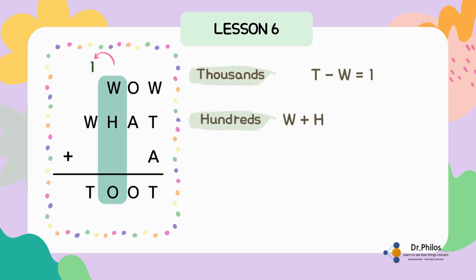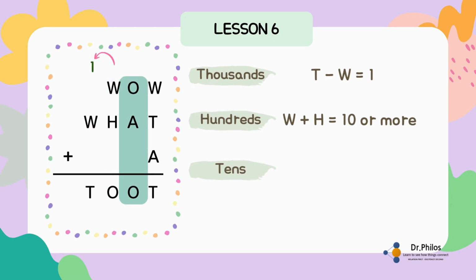If you add w and h in the hundreds place, it is 10 or more. That's because there has to be a carryover from the hundreds place to the thousands place. For the tens place, a equals 9 or 8. The part o in the tens place is exactly the same as the whole. This means if you add a to the carryover from the ones place, it becomes o.